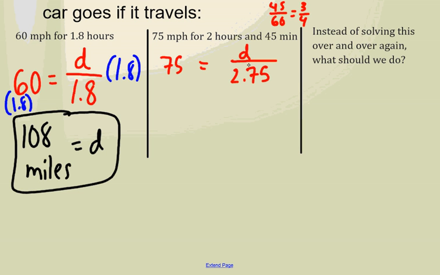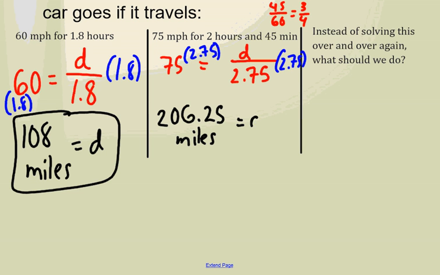How do I undo dividing by 2.75? I multiply both sides by 2.75. So take each side and multiply it by 2.75. Grab a calculator and type in 75 times 2.75, and I'll see that the distance that was traveled was 206.25 miles.